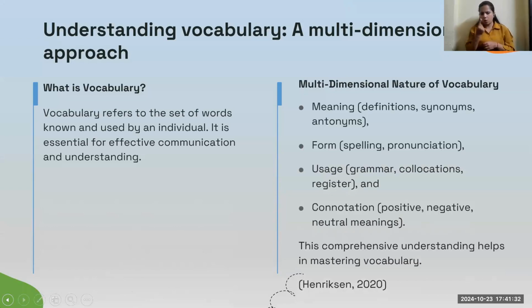I mean, this dimension doesn't just cover understanding the definition of words, the synonyms or the antonyms, but this multidimensional approach also focuses on the form, which includes spelling, pronunciation. Of course, how about the usage? It's not just important to know the meaning, but I think it's also important for the learner to apply that word in his or her real life. So how do words function in a particular context? And that puts emphasis on grammar and collocations.